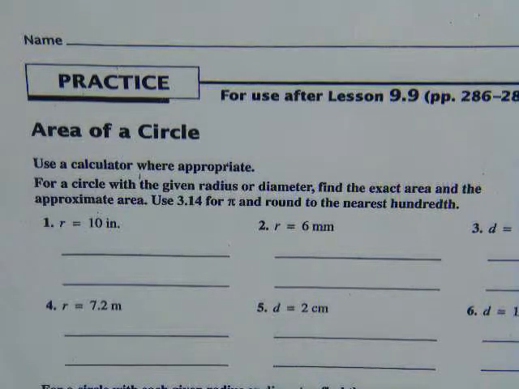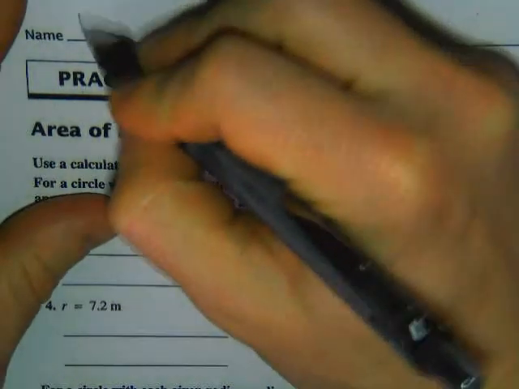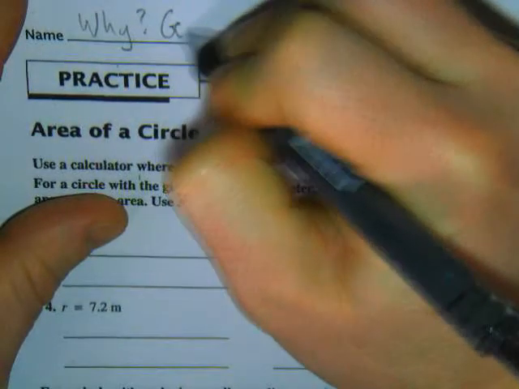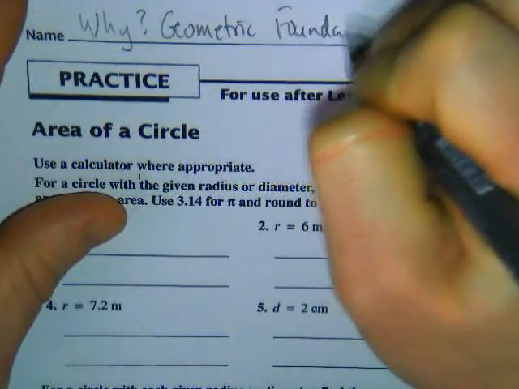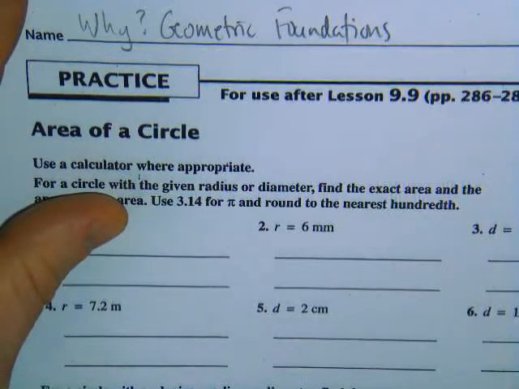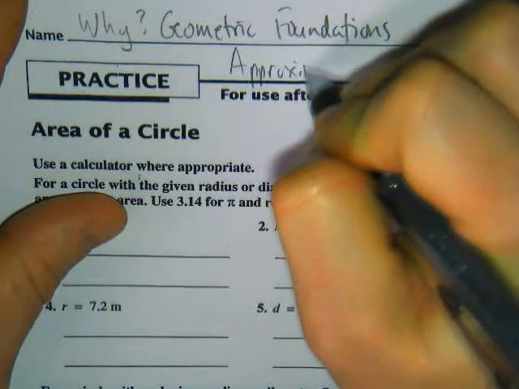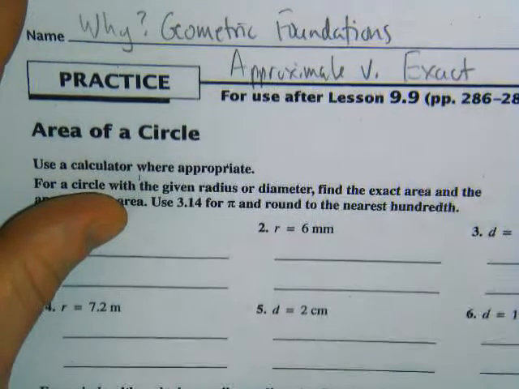Today we are looking at the area of a circle, a foundational geometric formula. Famous, simple, as most beautiful things are. So the why is geometric foundations, and more with the approximate versus exact.